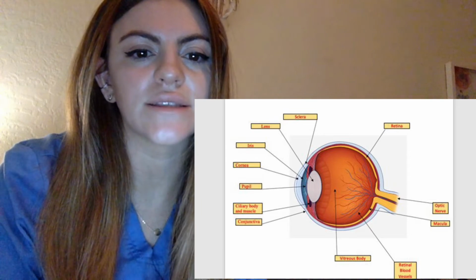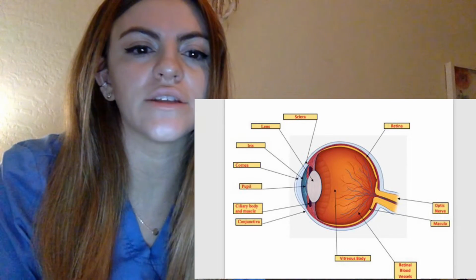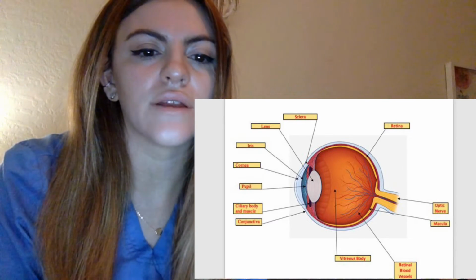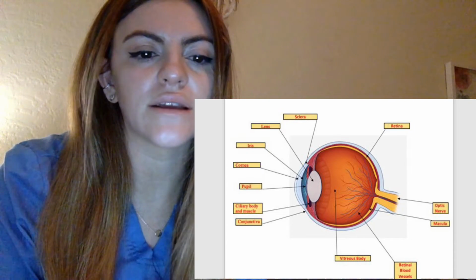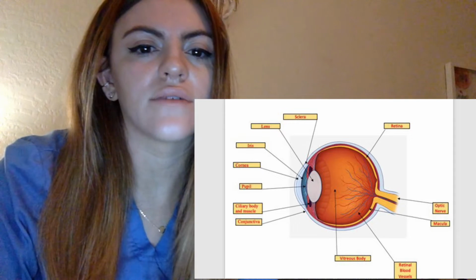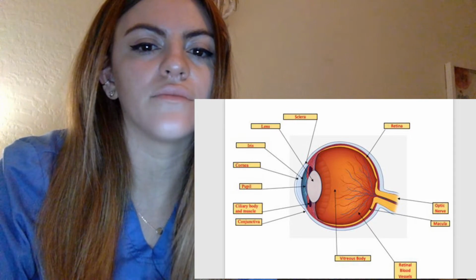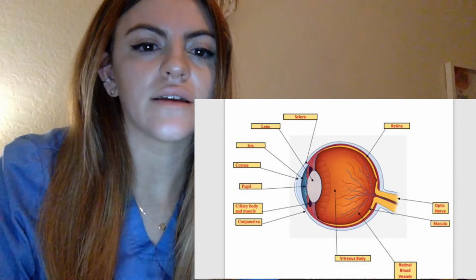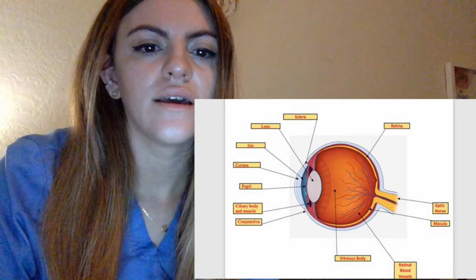Three common disease processes of the eye in the adult population include cataracts, retinal detachment or tears, and dry eyes. So cataracts are the clouding of the lens in the eye, which is normally clear. So the area affected is the lens.